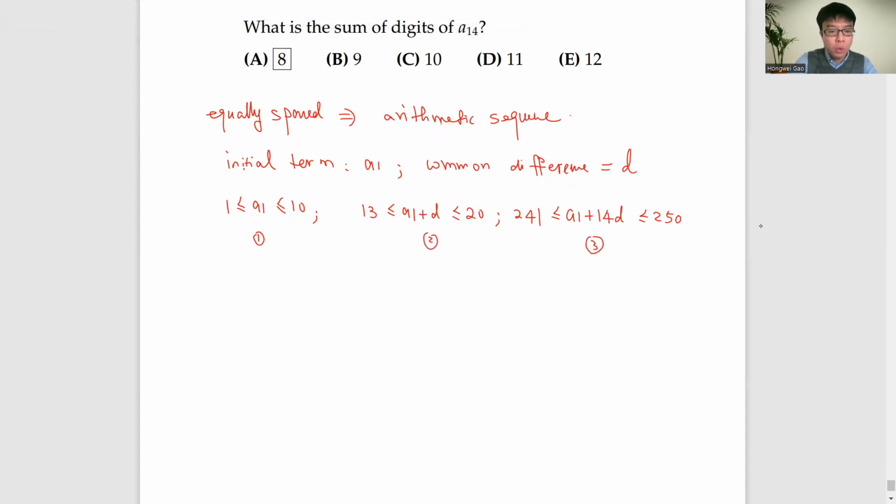So if we compare 2 and 3, the difference between 2 and 3 is that we added 13D. So A1 plus 14D minus A1 plus D, that's the difference. This is at least the minimum number in 3 minus the largest number in 2. That's the least difference, which implies 13D is at least 221. Now we can solve: D is at least 17.